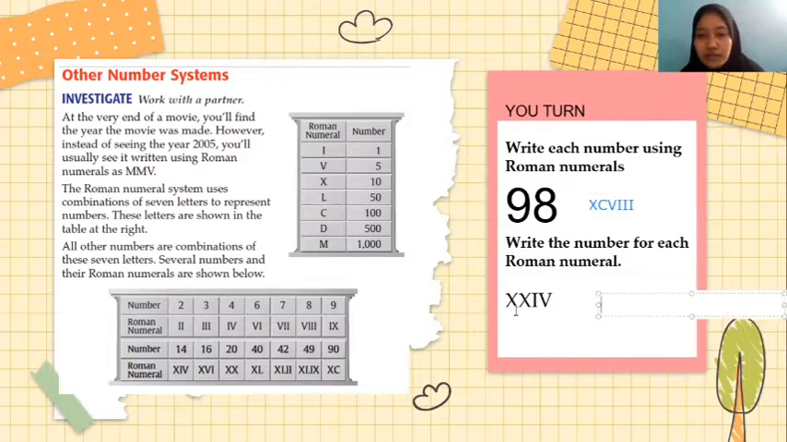Next, write the number for each Roman numeral: XX, I, and V. X is represented for 10.